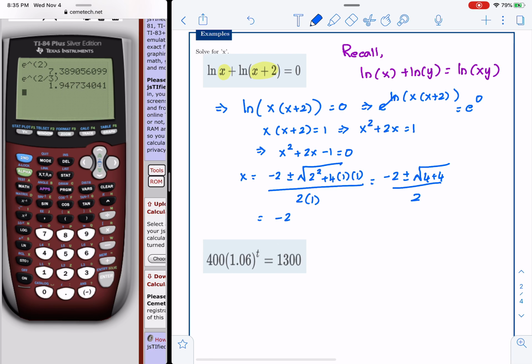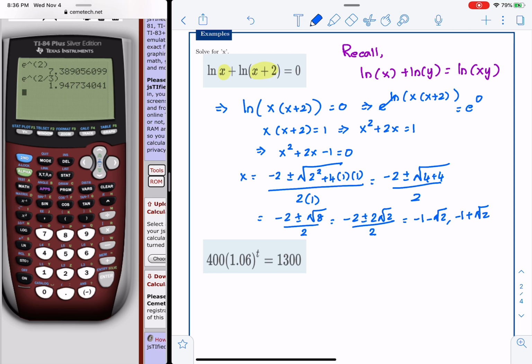So minus 2 plus or minus the square root of 8 over 2, and the square root of 8 is simply 2 root 2. And we have a 2 in common. If we cancel it out, we have minus 1 minus root 2 and minus 1 plus root 2 as the two possible solutions.